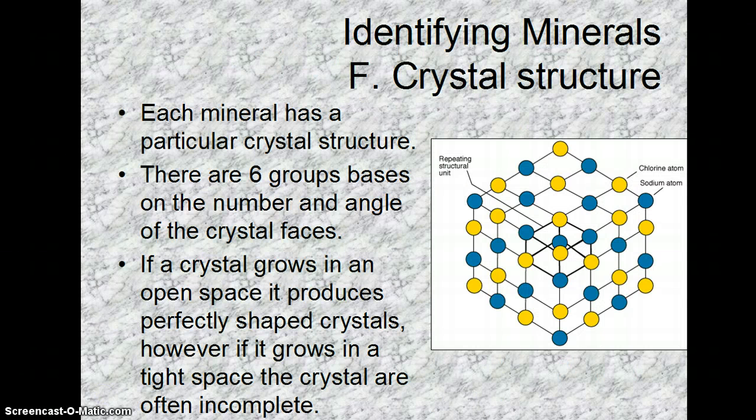Okay, crystal structure. Each mineral has a crystal structure, and there are 6 groups based on the number and the angle. You are not going to be expected to know these 6 different groups. You just need to know that a mineral does have a distinct crystal structure. If a crystal grows in an open surface, it produces perfectly shaped crystals. However, if it grows in a tight space, the crystals are often incomplete. So we won't necessarily be using this whenever we're trying to identify minerals.